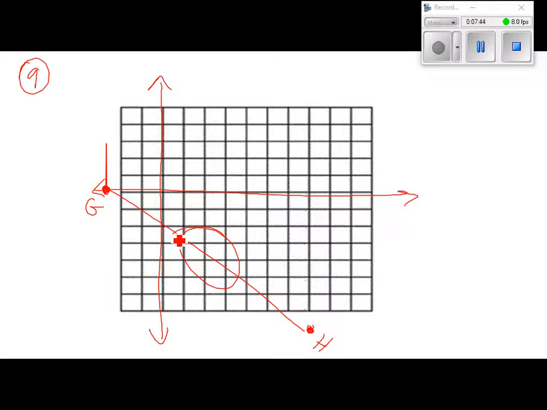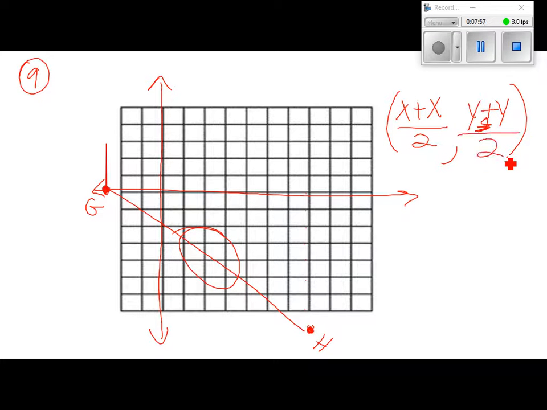The main thing we need is the formula for midpoint. Remember, with midpoint, you add the x's together, divide by 2, you add the y's together, divide by 2.